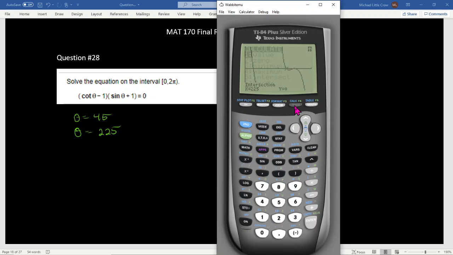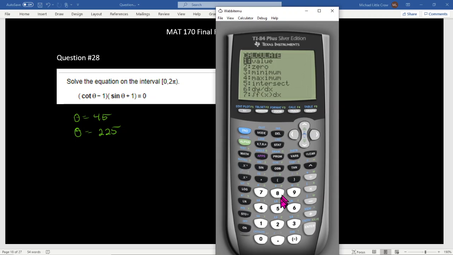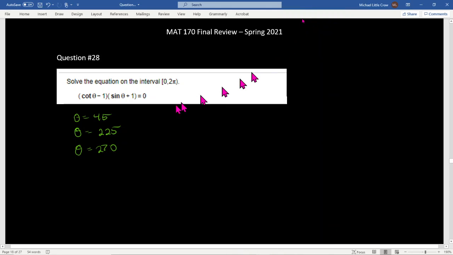So I go second calc, intersect. And again, walk a little bit closer to that intersection. Enter, enter, enter. There it is. We'll round that to 270. Theta equals 270. Okay. So now I just need to convert these into radians.